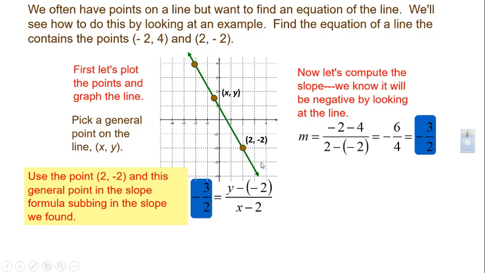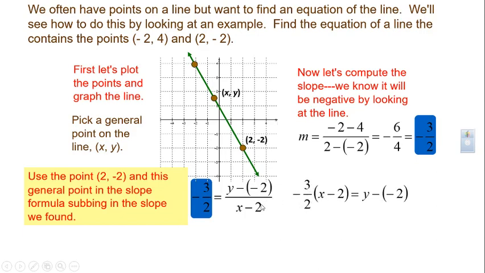And y1 is the y coordinate of the point that I know, and x1 is the x coordinate of the point that I know. So the slope formula becomes m equal to y2 minus y1 over x2 minus x1. M is -3/2 equal to y minus -2 over x minus 2. Simplifying, I get this little simple guy here.